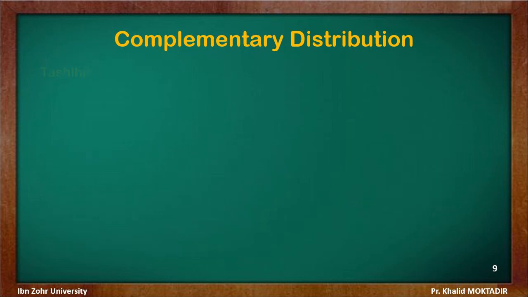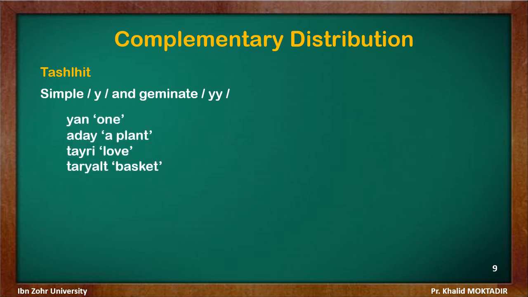Okay, let's look at this example from Tashlhiyt. We compare here the simple form of the glide and the geminate form. Look at the different contexts where each one occurs. Now let's look at the simple form first. In word initial position, and in word final position.